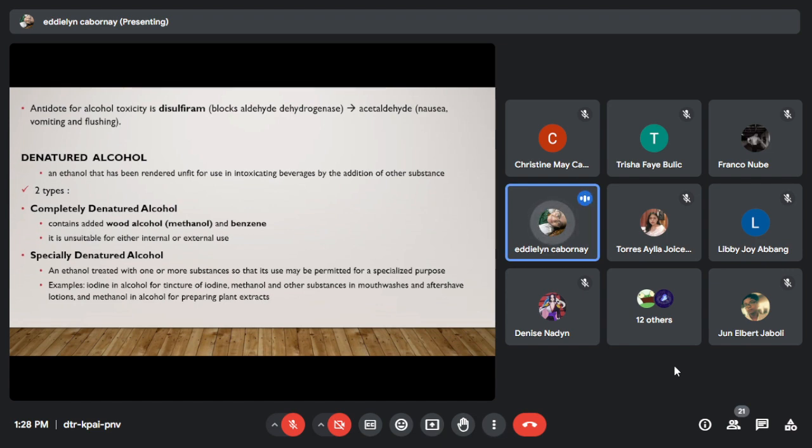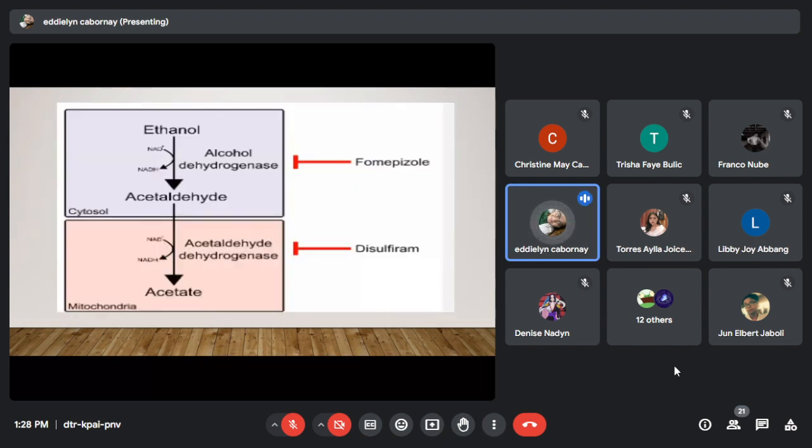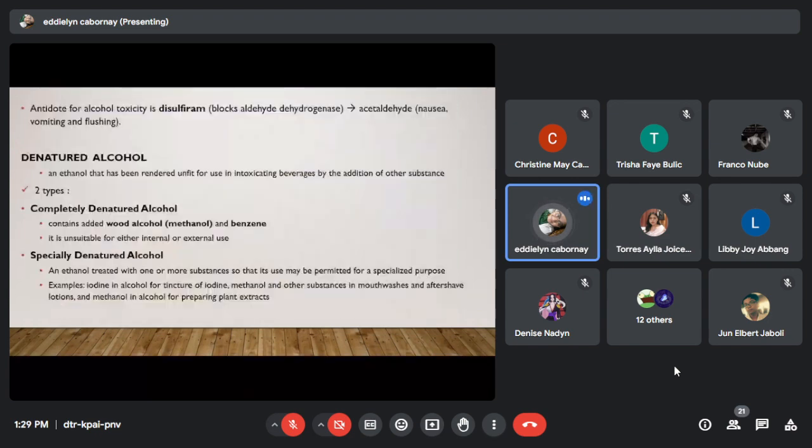This is for correction. Disulfiram, in the slide, it says aldehyde dehydrogenase. It should be acetaldehyde dehydrogenase. Okay, disulfiram blocks the acetaldehyde dehydrogenase.